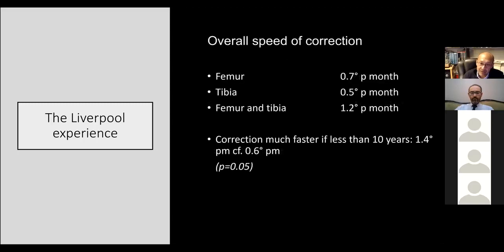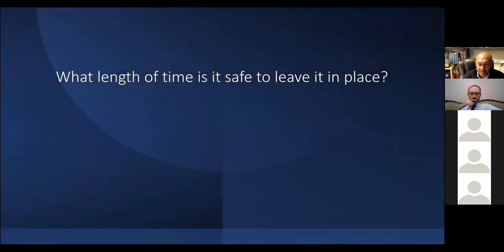And what we found was that the speed of correction in the femur was about 0.7 degrees per month. In the tibia, about half a degree a month, and the sum of the two being the overall correction. But we also found it much faster in the younger child. And this would match with those exponential parts of the growth curve that I showed you earlier.